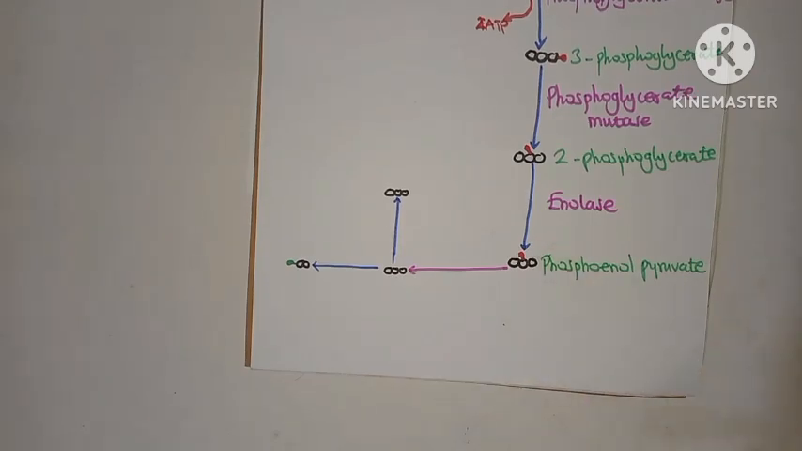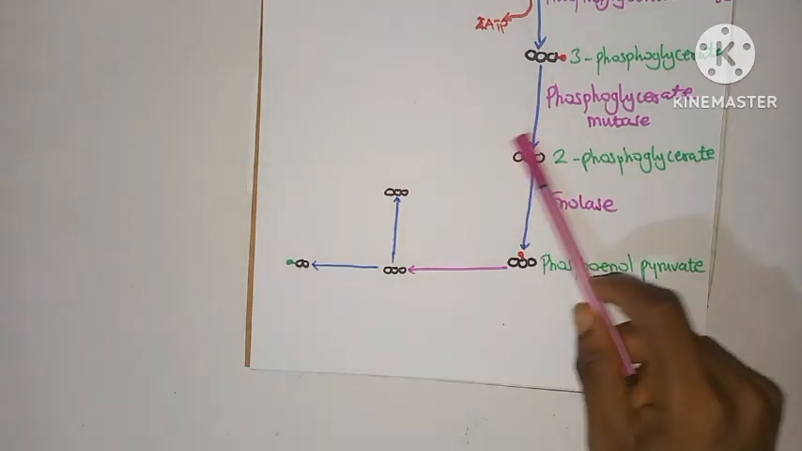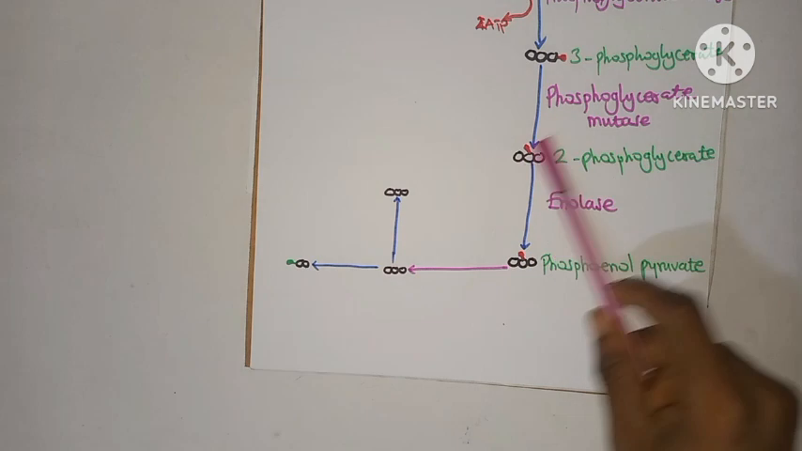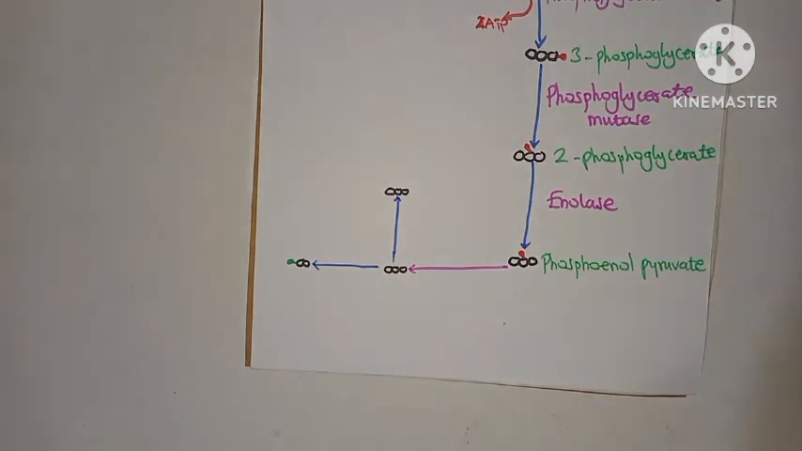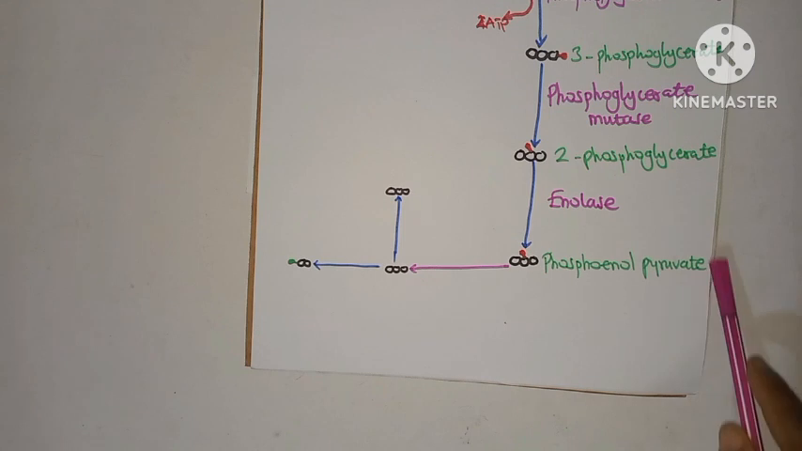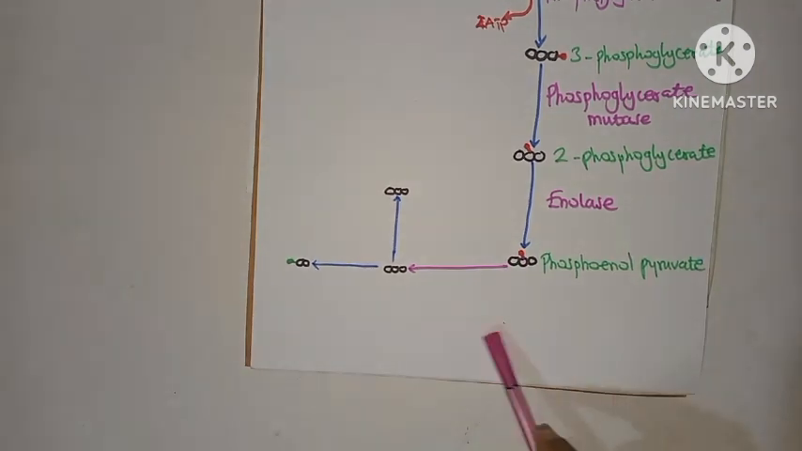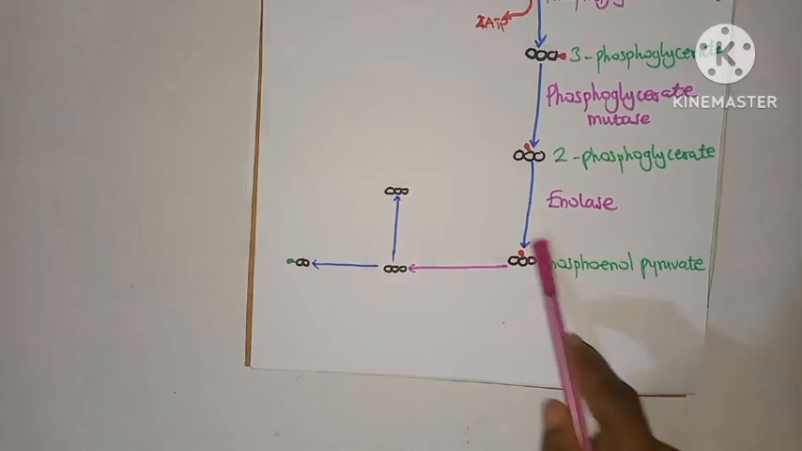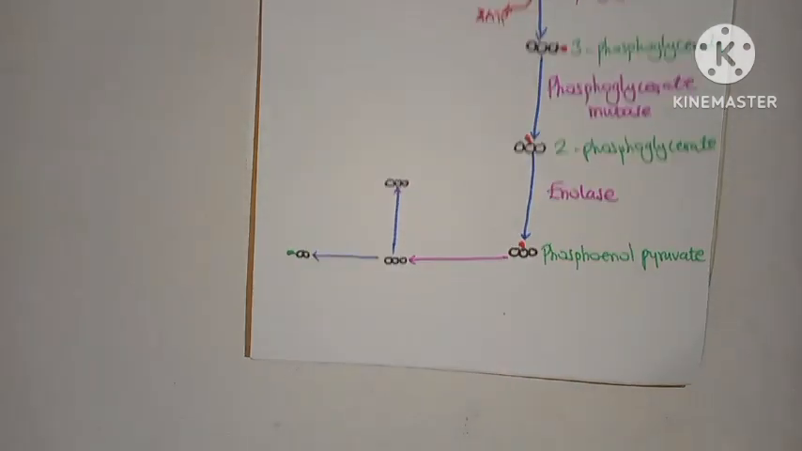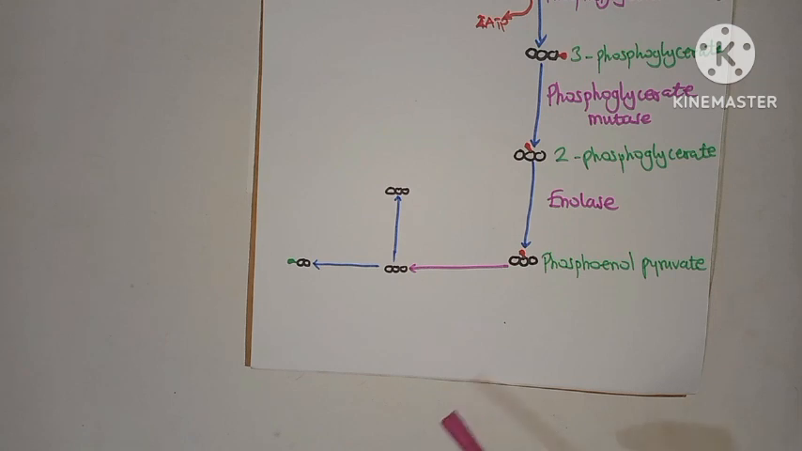So, like I was saying, 2-phosphoglycerate is being converted to a new molecule known as phosphoenolpyruvate, and this is done by the enzyme enolase. Then phosphoenolpyruvate, an enzyme known as pyruvate kinase, will take 2 ADP and react with this phosphoenolpyruvate and make 2 ATPs.